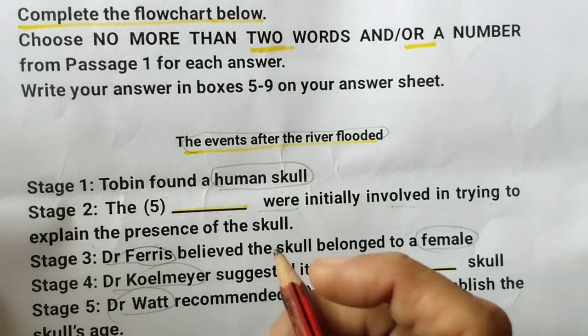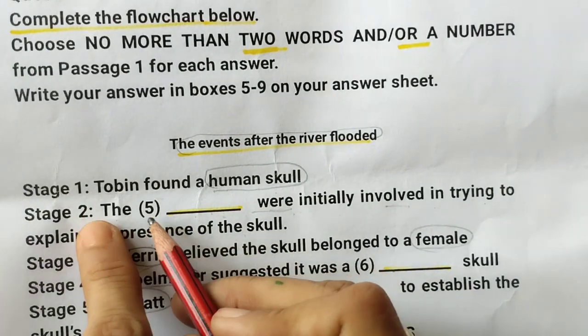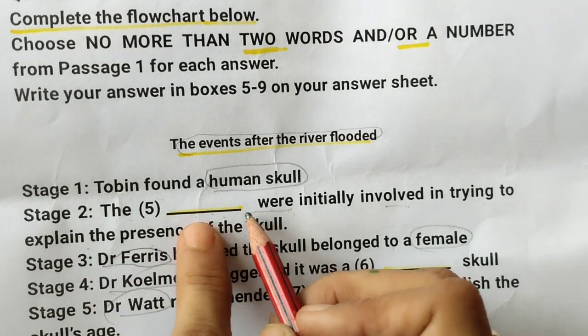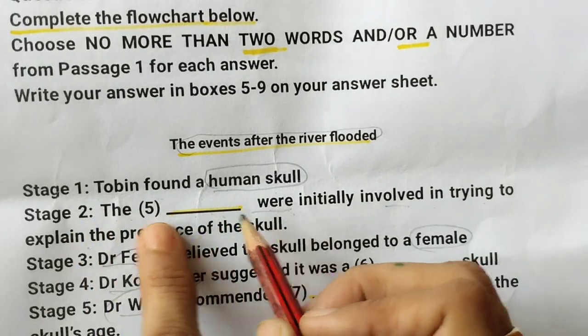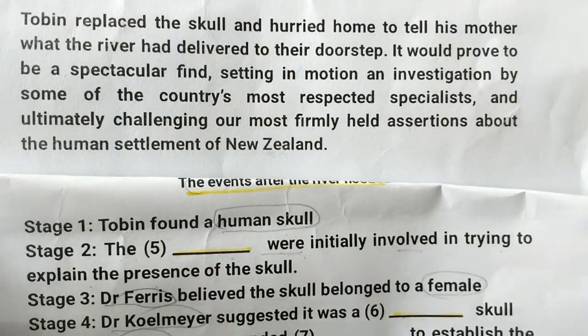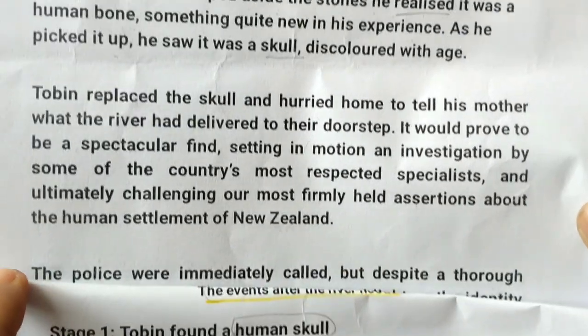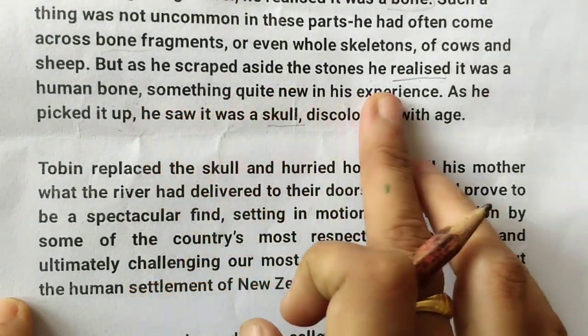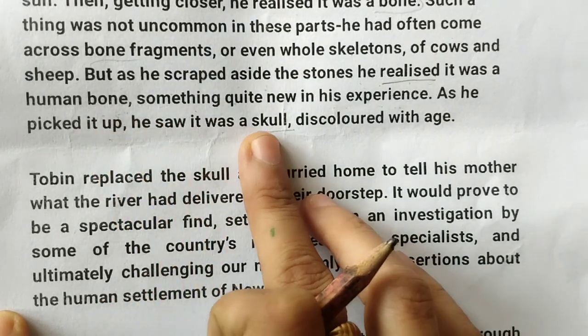This fill in the blanks: the word before the blank and the word after the blank are also sometimes important words to find the location of the blank. Now, human skull, we know where human skull is here. Where we were, human bone, human skull is there.